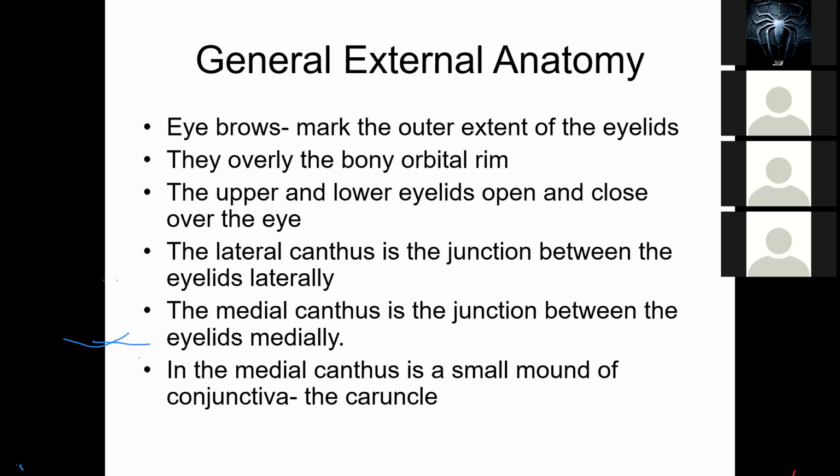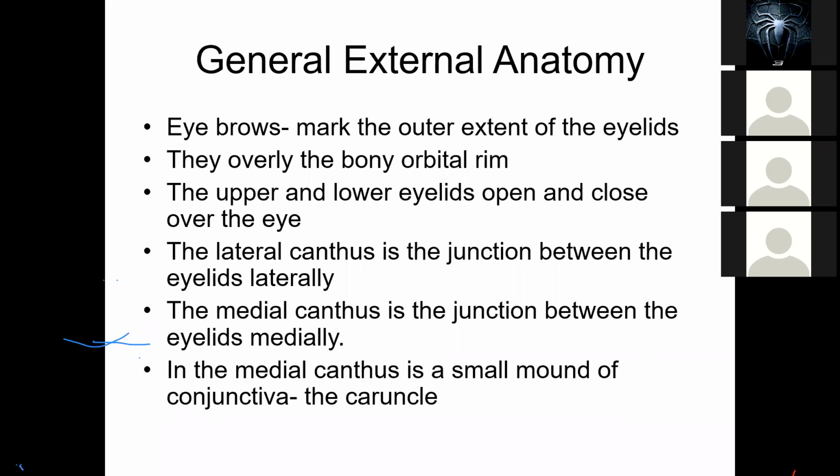The upper and lower eyelids open and close over the eye. And where both eyelids meet, what you call the canthus. So we have the left canthus and the right canthus, or more appropriately, the medial canthus and the lateral canthus. So if you are to define or explain what the canthus is, it is basically where the upper and lower eyelids meet. So there's one medial and there's one lateral. And the medial canthus has a small bump or mound near it that we call the caruncle.